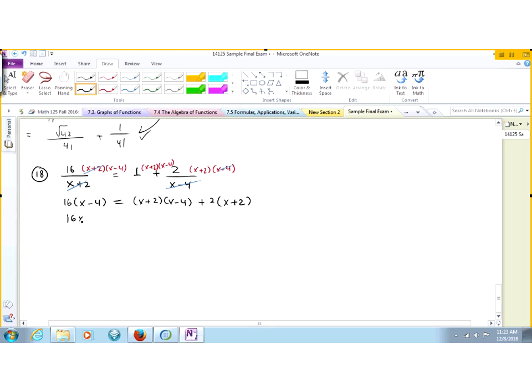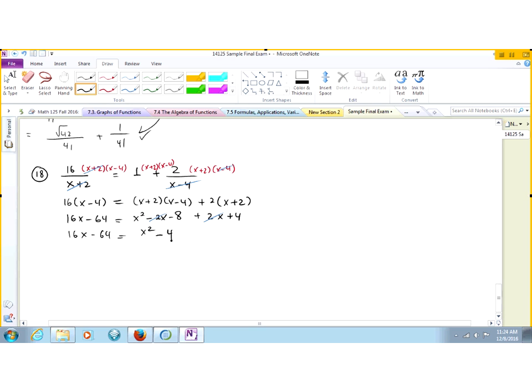So what is this? 16x minus 64 is equal to x squared minus 2x minus 8 plus 2x plus 4. Okay, now combine like terms first. So x squared, oh, the x terms cancel. So you just have the number negative 4.